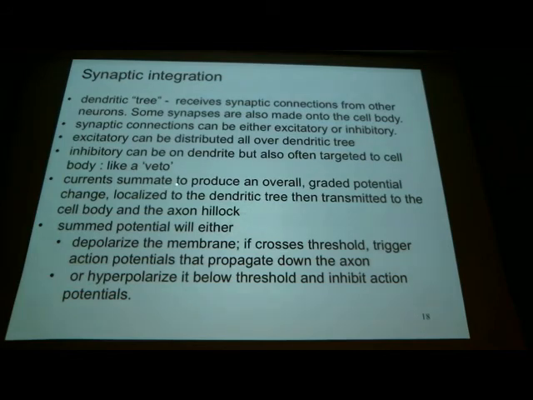Okay, so currents summate to produce an overall rate of potential change transmitted to the cell body and the axon hillock. The endpoint is that the summed potential will either depolarize the membrane, and if it crosses threshold, you get an action potential, or if it's hyperpolarized, then you're going to inhibit the cell.